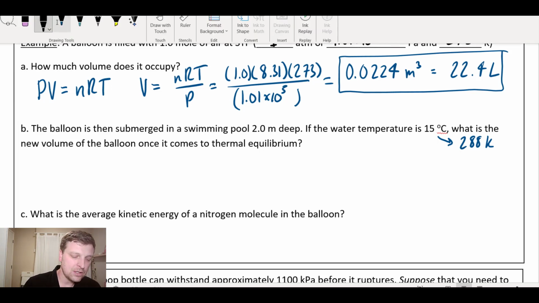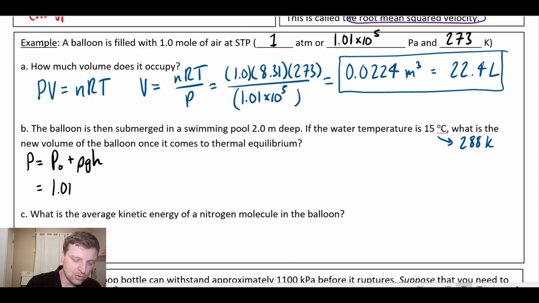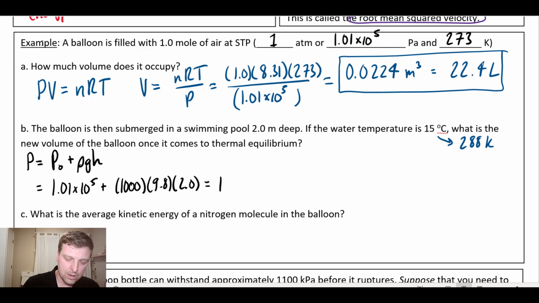Okay, the first thing to recognize is that I'm now submerged underwater. And when we're underwater, the new pressure is going to be the air pressure P naught plus rho g h due to the pressure of the surrounding water. So this is going to be my original 1.01 times 10 to the 5 pascals plus the density of water, which is 1,000, times 9.8 times the depth of 2 meters. And so I get right around 1.206 times 10 to the 5 pascals. And so you can see that because of the depth of the water, our pressure increases a little bit.